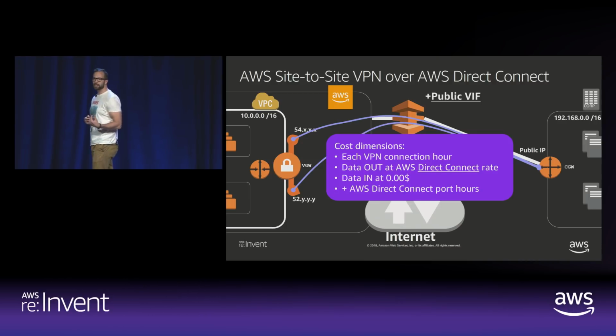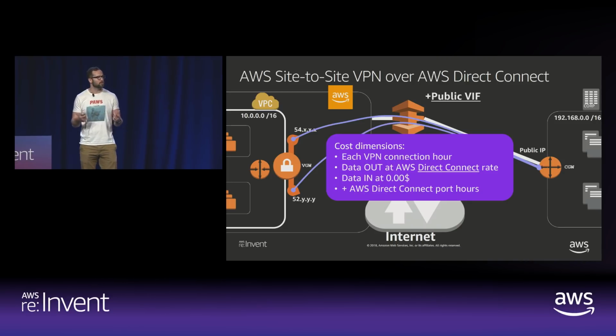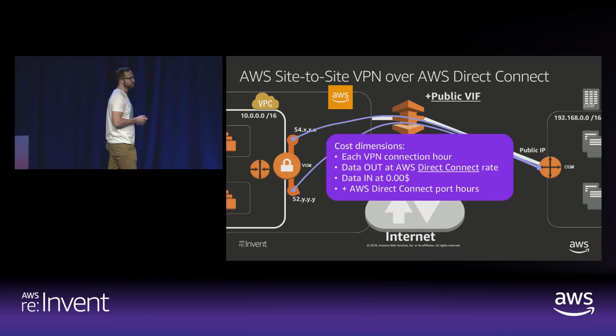And then finally, data in is still at $0. Last thing you need to consider is the cost of the Direct Connect port. OK, so this is for the VPC.